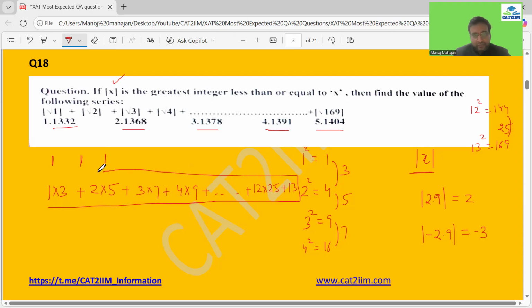So if you go mathematically, of course, I teach in the classes, you find out the nth term of this series and then do the summation. We would have done that, but there is a trick shortcut out here. So look at the options out here. Only one of them is odd.